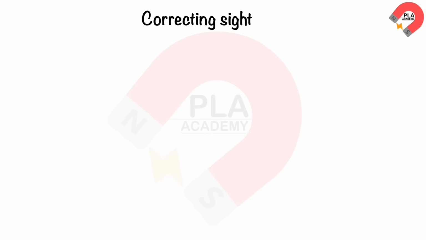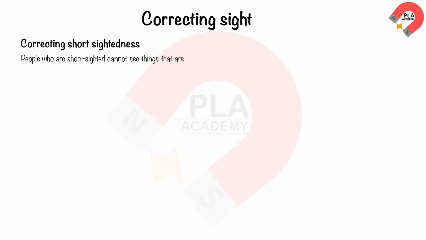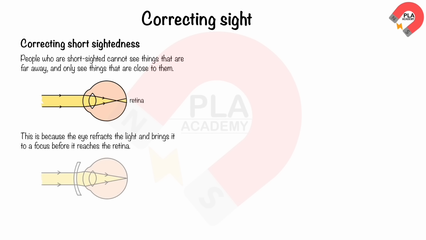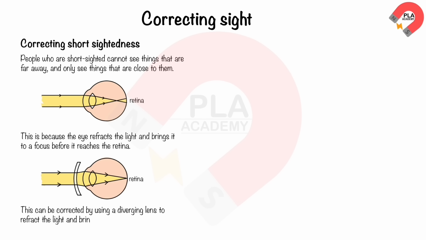Correcting sight. Correcting short-sightedness. People who are short-sighted cannot see things that are far away, and only see things that are close to them. This is because the eye refracts the light and brings it to a focus before it reaches the retina.